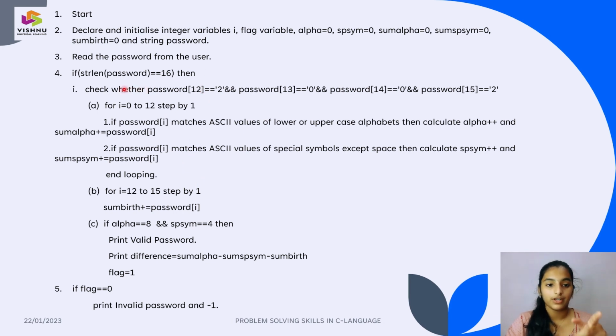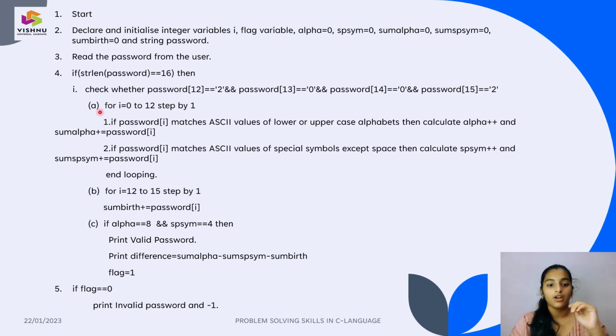If the string length of password is equal to 16, then we have to check whether password[12] is equal to 2, password[13] is equal to 0, password[14] is equal to 0, and password[15] is equal to 2. When this condition is satisfied, we'll go through the following steps. What we have to find out is the number of alphabets and the number of special symbols present, and the sum of all the alphabets used and all the special symbols used.